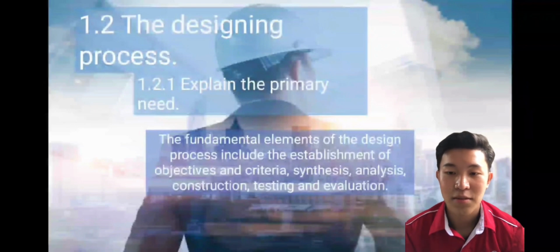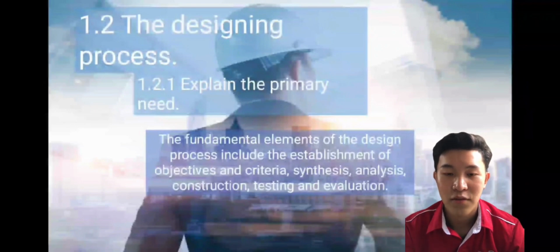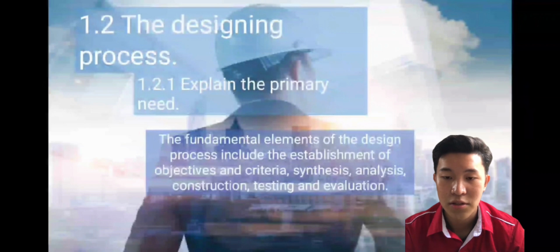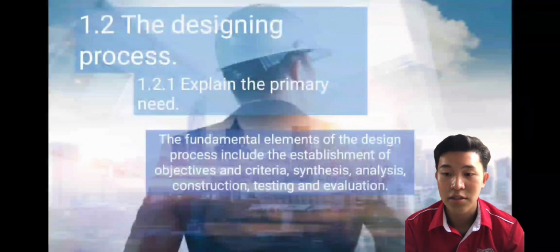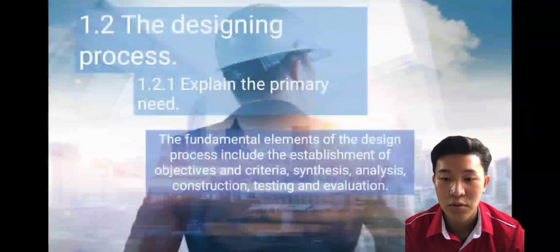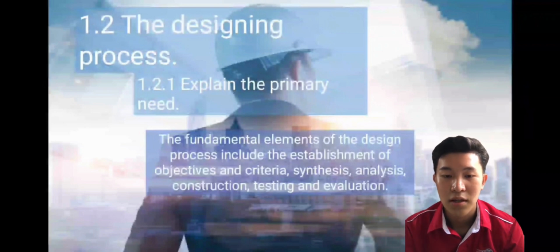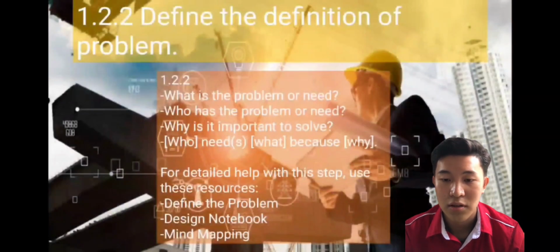Now I want to discuss the designing process. First of all, I will explain the primary need for the designing process. The fundamental elements of the design process include the establishment of objectives and criteria, synthesis, analysis, construction, testing, and evaluation. Thus, the prime purpose of engineering design is to apply scientific knowledge to the solution of technical problems.